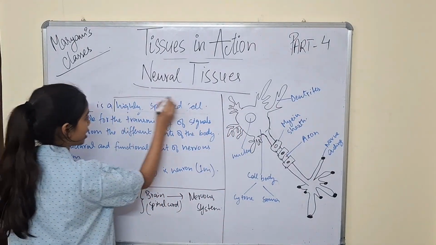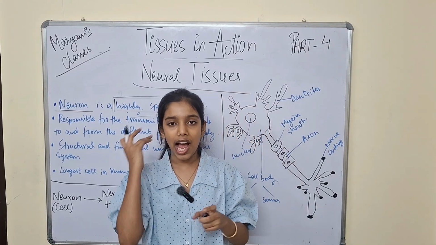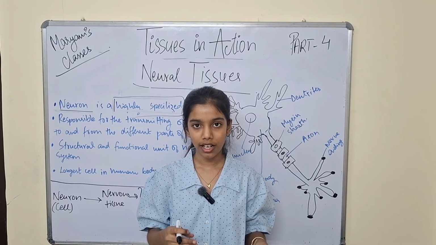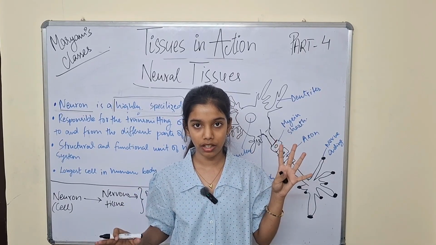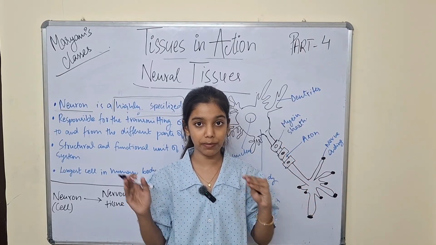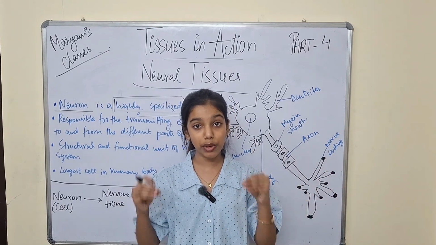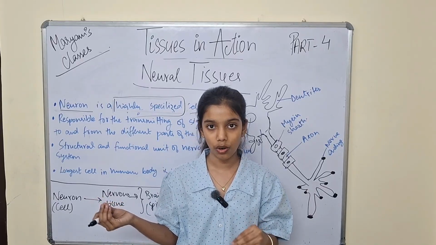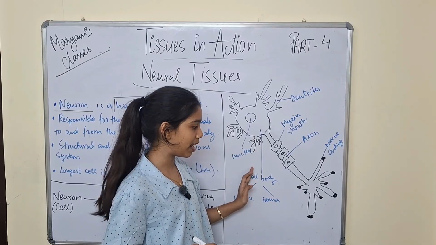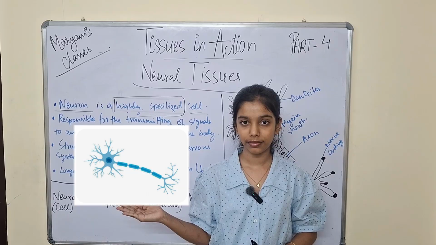So the neuron is a highly specialized cell. Why is it highly specialized? Because its function is related to the nervous system and brain. Its function is to transport messages, and I will explain this transportation later through this diagram. This transportation takes place with these neuron cells only. You can see over here, this is the image of a neuron cell.